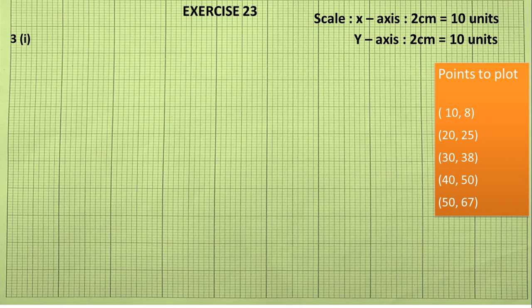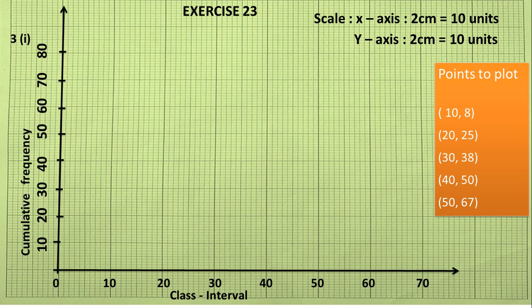Fix the scale on x-axis. 2 cm is equal to 10 units. How 10 units? Less than 10, less than 20 means both the values are upper limit. 20 minus 10, the size of the class interval is 10. Hence the scale on x-axis is 2 cm equal to 10 units, and on the y-axis the minimum value is 8 and the highest value is 67. Let us consider the same scale, 2 cm as 10 units. Mark the class interval on x-axis and the cumulative frequency on y-axis.